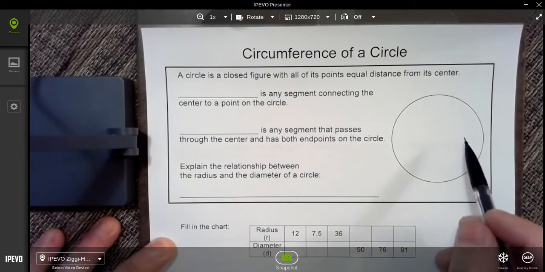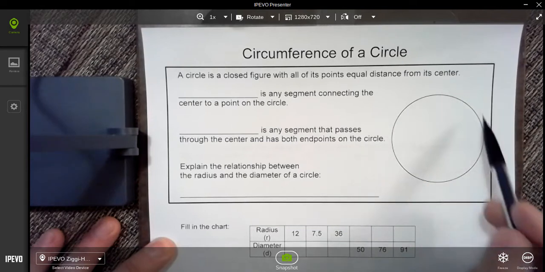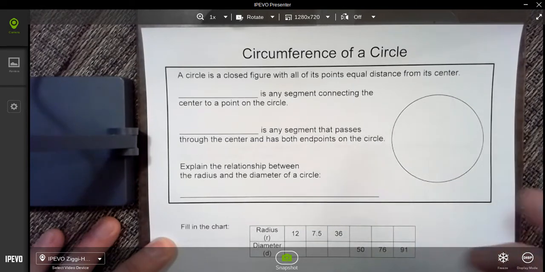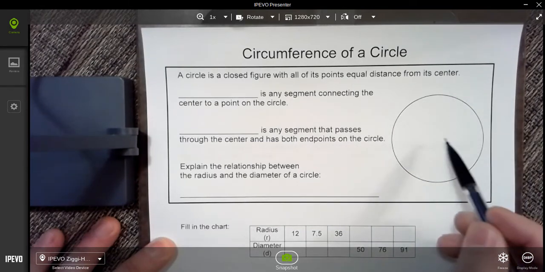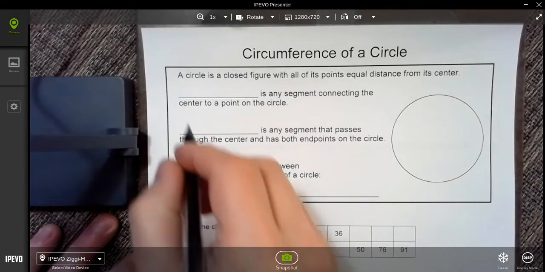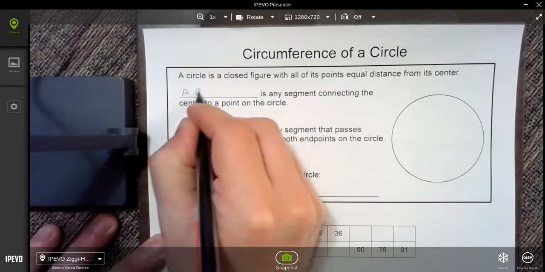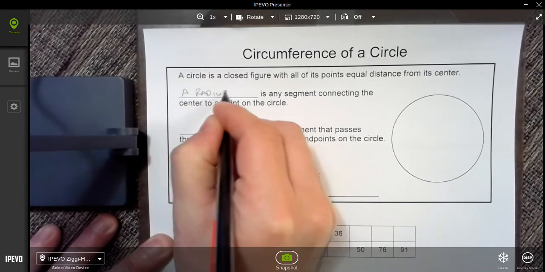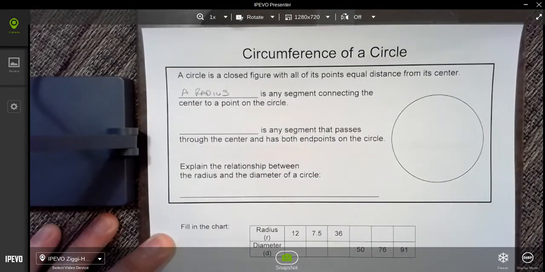And so if we look at our diagram here, all of these points that are making up the circle are the same distance away from the center. So you could imagine the center right in here. Now, there are two special segments of a circle that we are going to talk about. The first is called a radius. A radius is any segment connecting the center to a point on the circle.